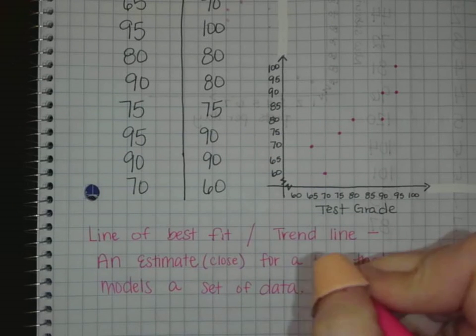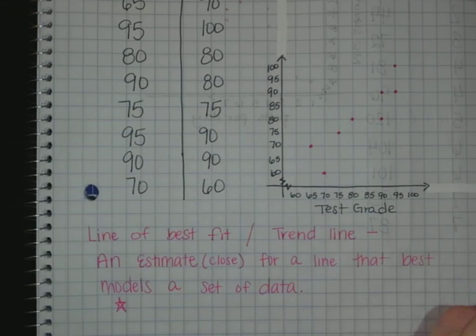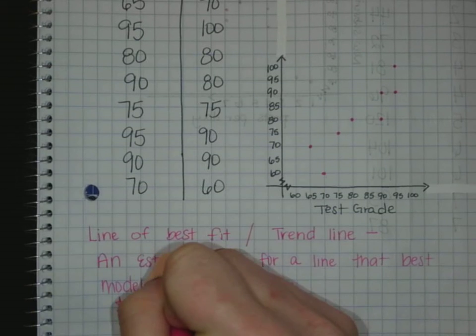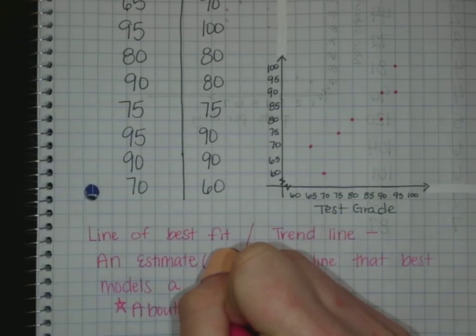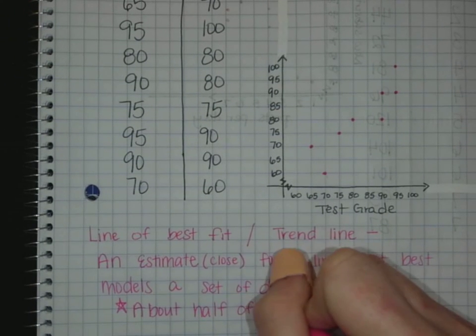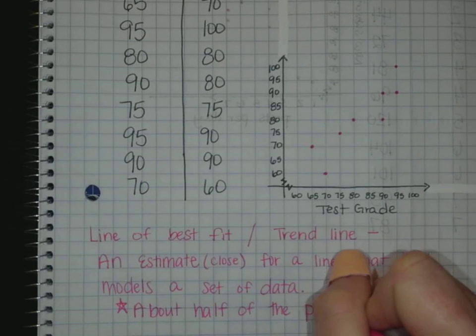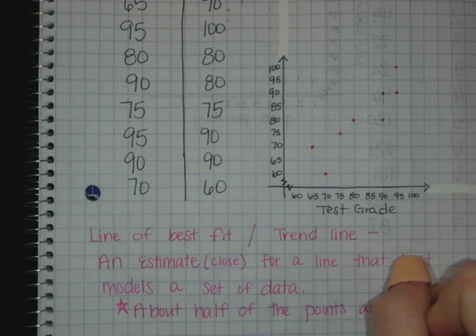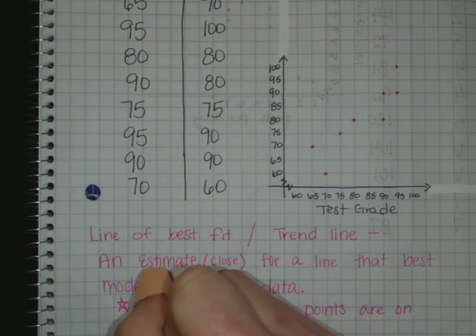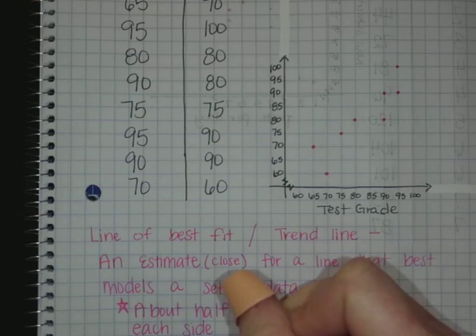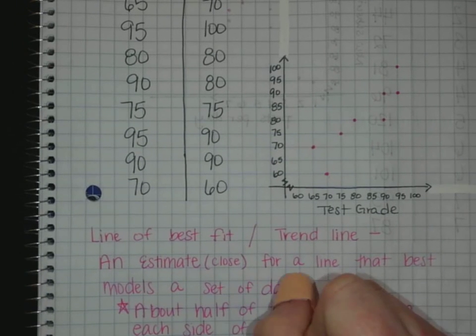Okay, and a good point for this is about half of the points are on each side of the trend line.